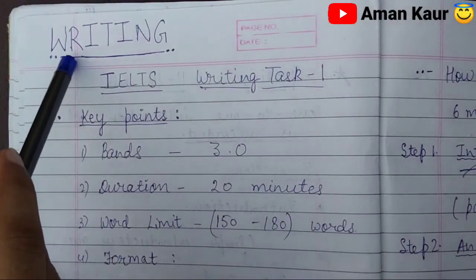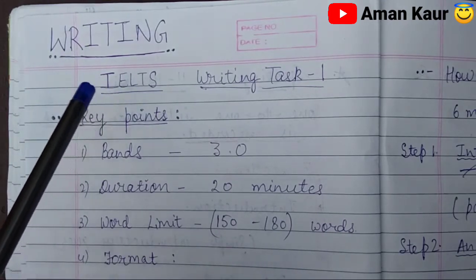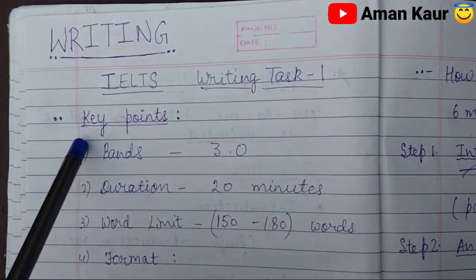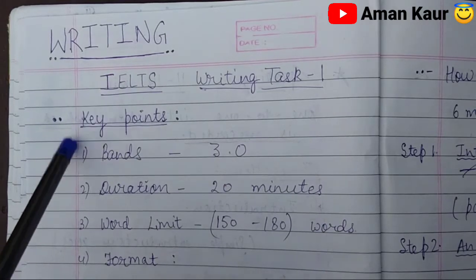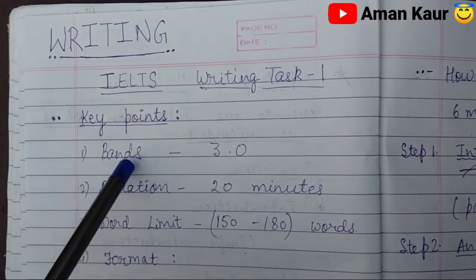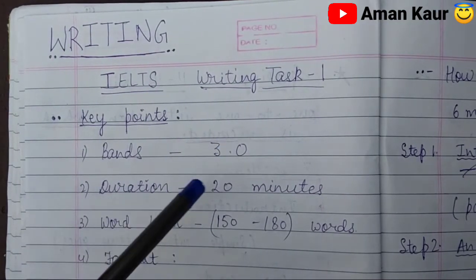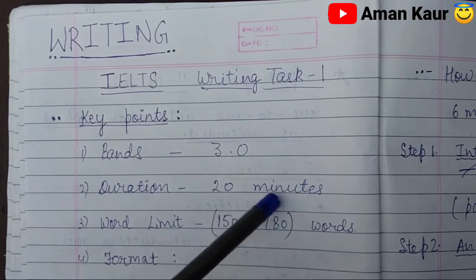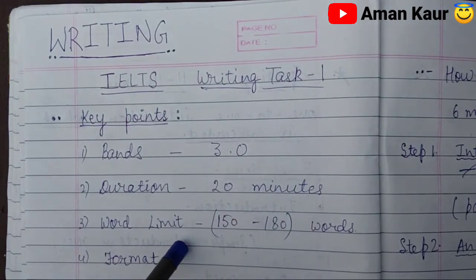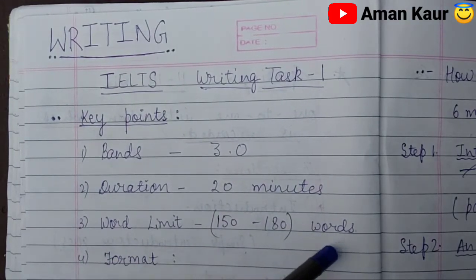In this video I will discuss the IELTS Writing Task 1. Before starting, let me tell you about some key points which you have to remember, which are very basic points. The first thing is that this task is of 3 bands and you have to attempt it only in 20 minutes. The word limit for this is 150 to 180 words.